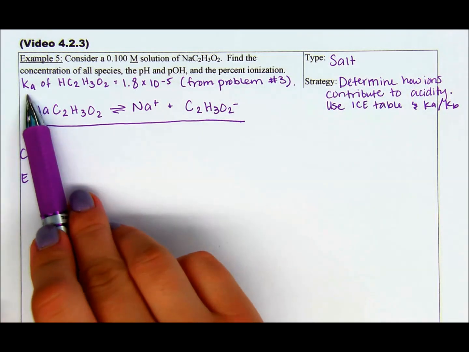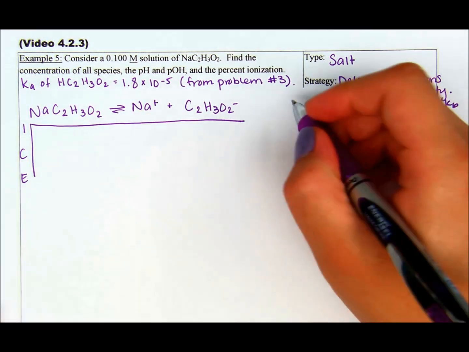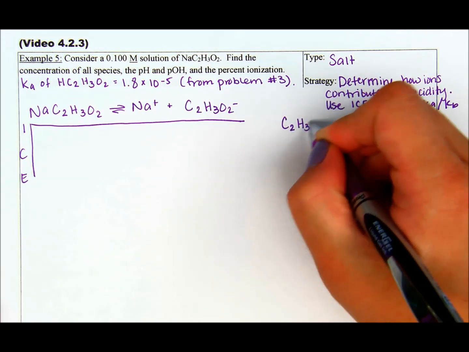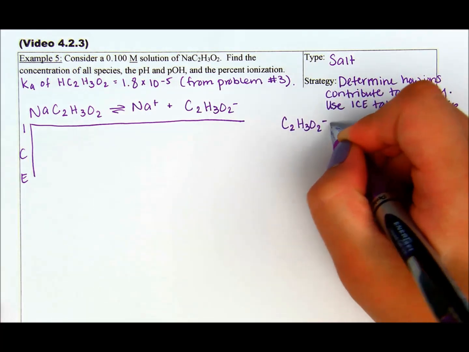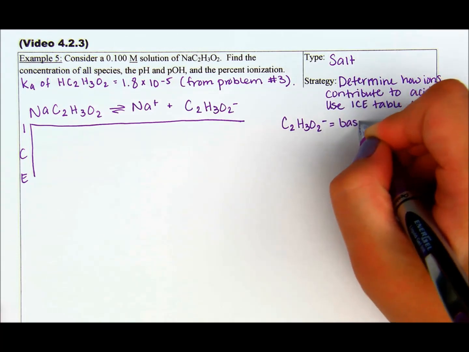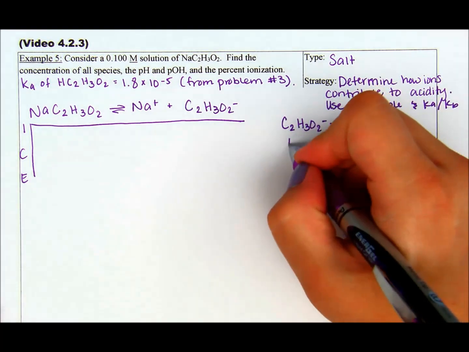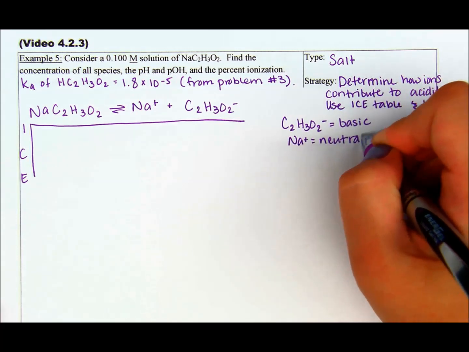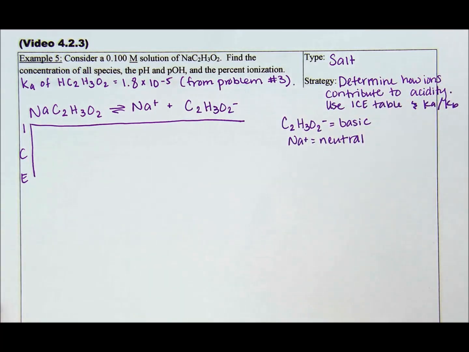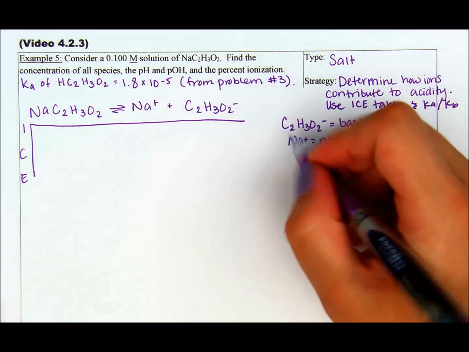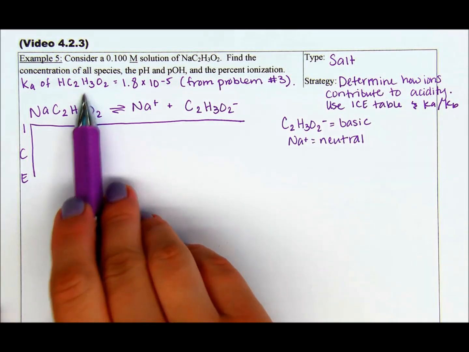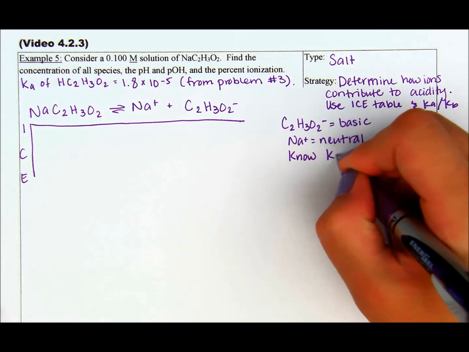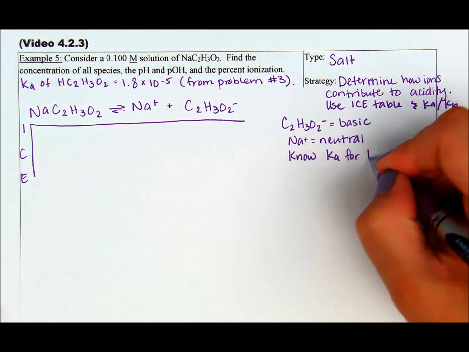We have the Ka, we don't have the Kb. So over here, I'm going to write a note to myself. C2H3O2- is a basic salt. Na+, well, that's neutral. We don't have to worry about it. So we're going to use our ICE box and our Kb. We do happen to know the Ka for the conjugate acid of this. So we know Ka for the acetic acid.